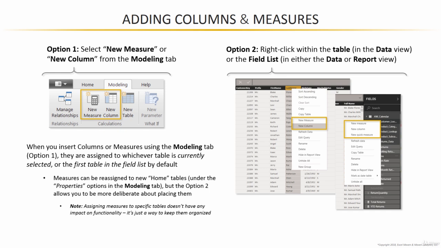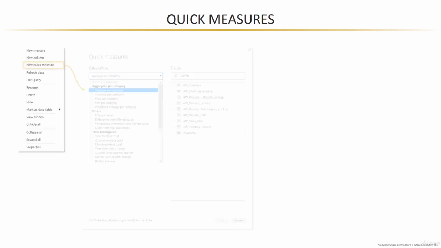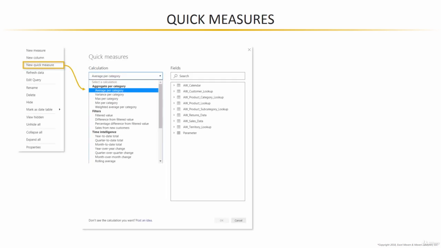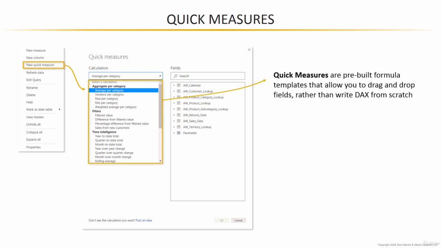Now on the right side of the screen, you'll see a third option there called New Quick Measure. When you select the Quick Measure option, you'll see this big dialog box show up with a bunch of calculations and a new field list embedded in that dialog box. What you've got here are basically like recipes with different calculations to perform different types of analyses. Average per category, weighted average per category, difference from filtered values, time intelligence, and so on and so forth. So the way I think about these is that they're basically pre-built formula templates that help you drag and drop fields rather than actually writing any DAX from scratch.